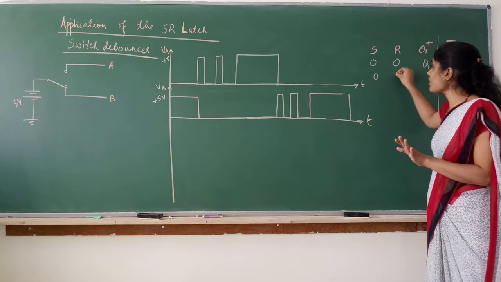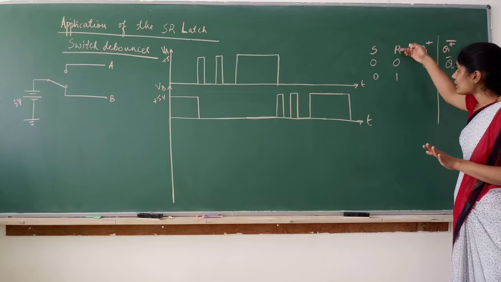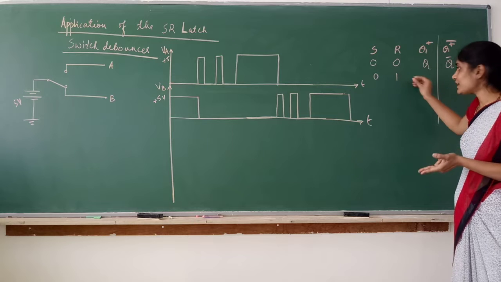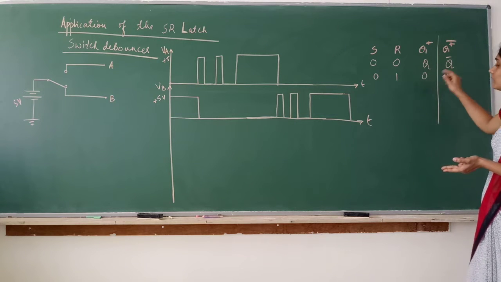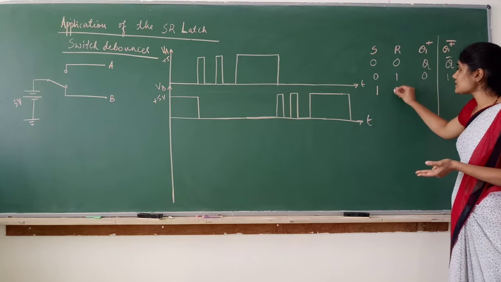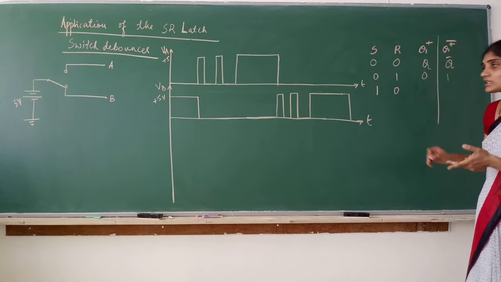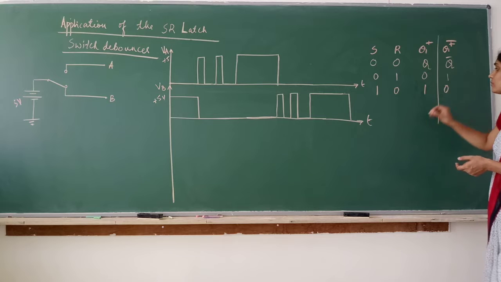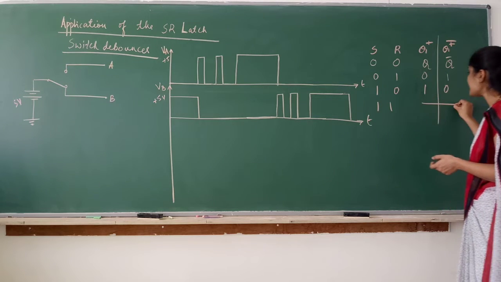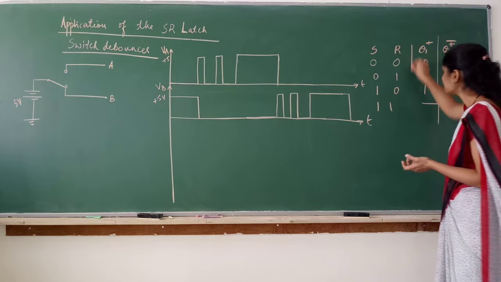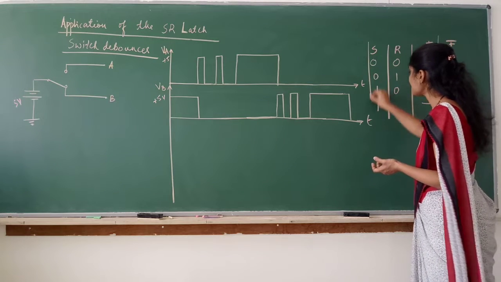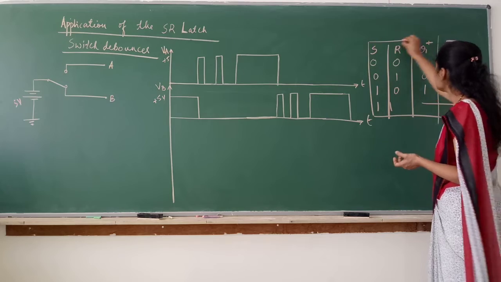Next, when S is 0, R is 1. Look at R is 1, so reset, 0. Q plus bar is 1. Next, when S is 1, R is 0, set, 1, 0. When both are 1, that is undefined. We don't use the SR latch in that condition. So this is the truth table of the SR latch we had discussed in the last class.